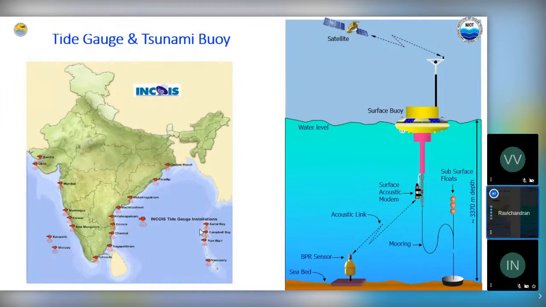The small changes in the water level are monitored by this pressure sensor, the bottom pressure sensor, which also has a temperature sensor. Both are transmitted acoustically to the surface buoy, the data buoy, and from there communicated to the satellite and passed to the shore stations. We have around six in the Bay of Bengal and two in the Arabian Sea deployed. This will provide a clue at least a few hours before the arrival of the tsunami.